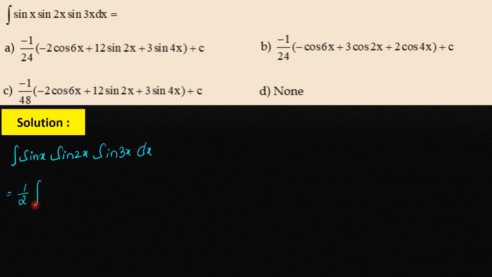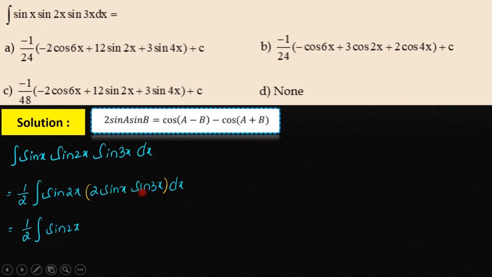1 by 2 into integral. Here first we write sin 2x. Now multiply 2 for these terms, 2 into sin x into sin 3x into dx. This equals to 1 by 2 into integral sin 2x. Here it is in the form of 2 sin a sin b. Here a is equals to x, b is equals to 3x.